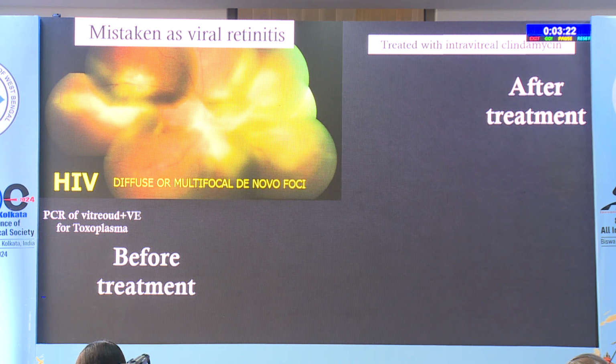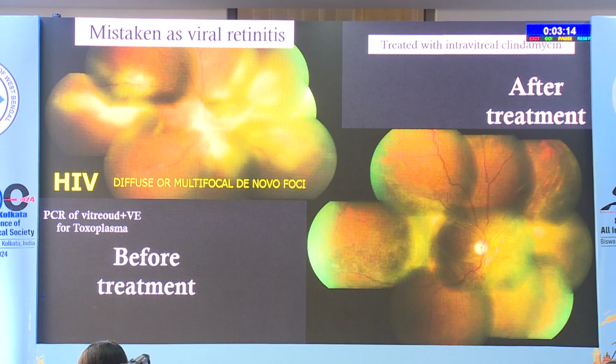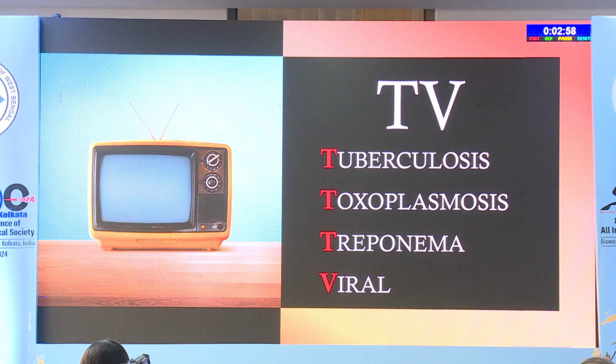It was treated as a viral retinitis. When we did a PCR, the PCR of the vitreous was positive for Toxoplasma. After treating with intravitreal injection, all the retinal lesions are gone. Ocular toxoplasmosis is a clinical diagnosis; ELISA can confirm it. You can start the treatment even before getting the ELISA result. PCR of the intraocular fluid is for atypical cases.